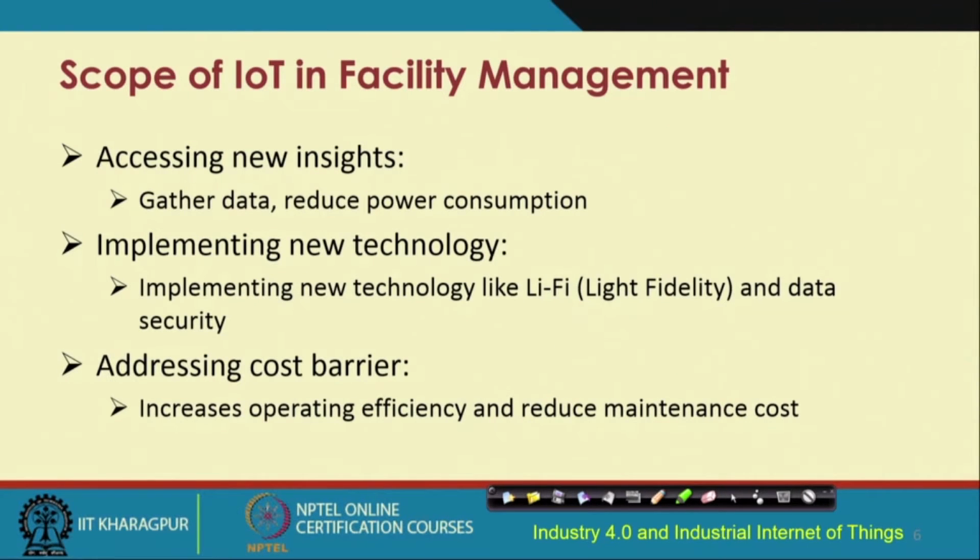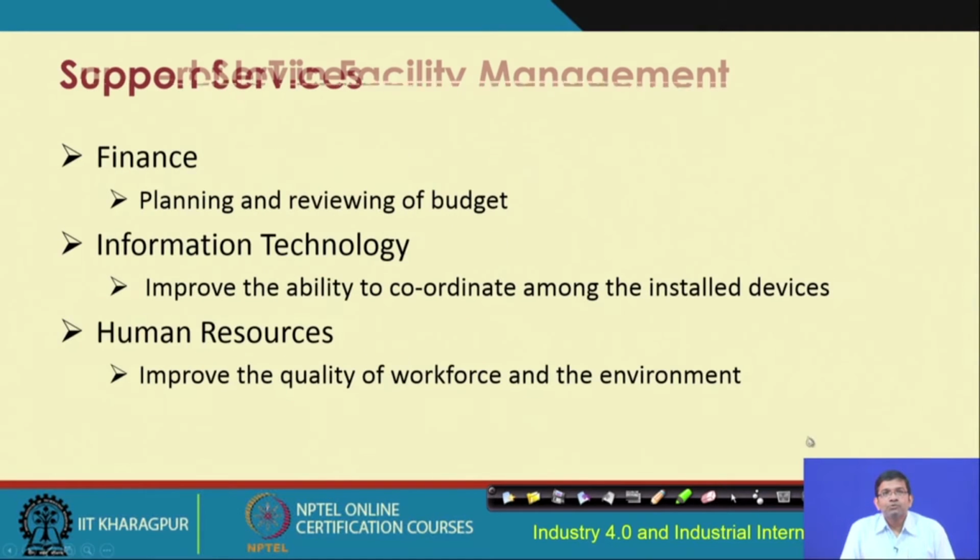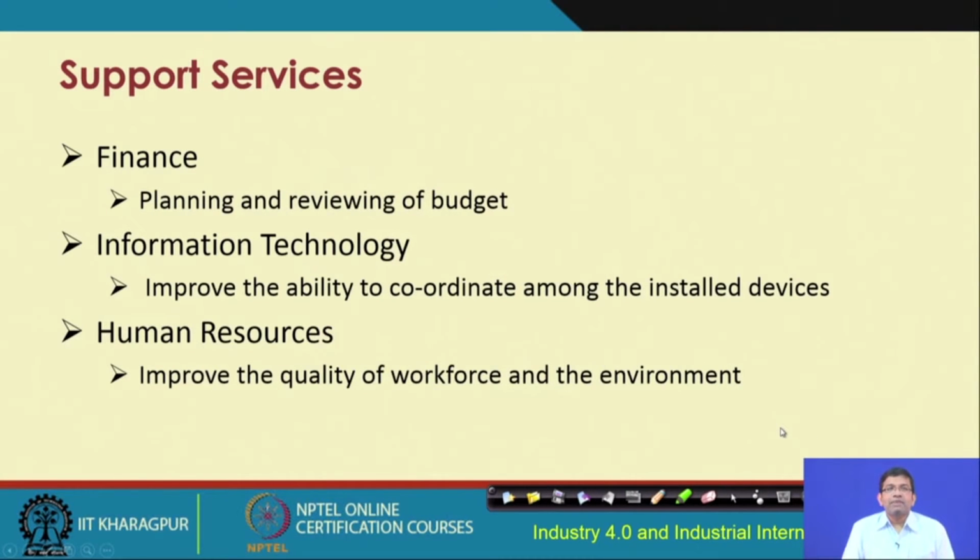The scope of IoT in facility management basically concerns the deployment of different IoT devices to get new insights through gathering of data, reducing power consumption in these facilities, implementing newer technologies such as Li-Fi, advanced security mechanisms and many other technologies, addressing the cost barrier, increasing operating efficiency, and reducing maintenance cost. These are the scopes of IoT implementation in facility management.